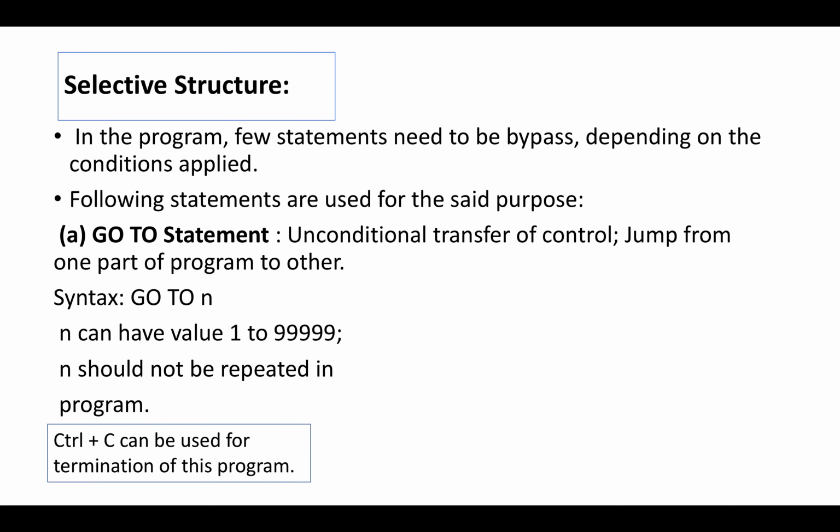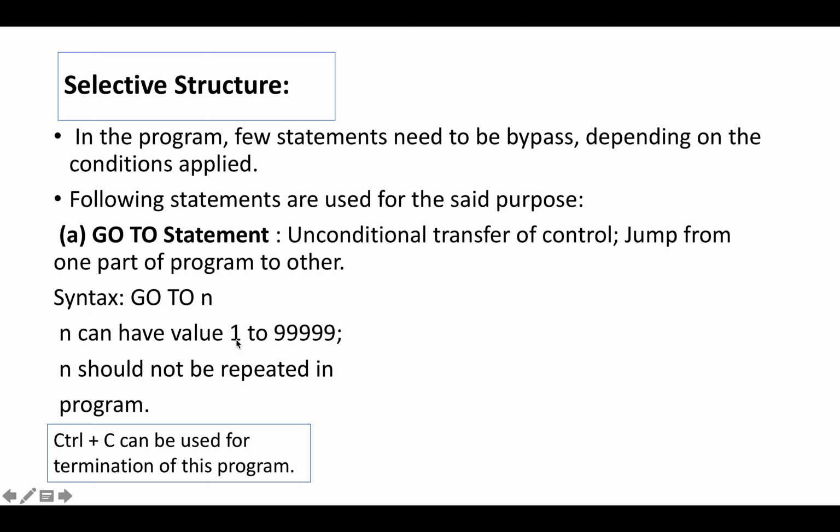Then there is the selective structure. Sometimes in a program a few statements need to be bypassed depending upon conditions applied. The following statements are used for the said purpose. First is the go to statement. It means unconditional transfer of control, a jump from one part of the program to another. So you need not check any condition. Even if you simply write go to line number, say 10, it will move on to 10 by skipping all the lines in between. The syntax for this statement is go to n.